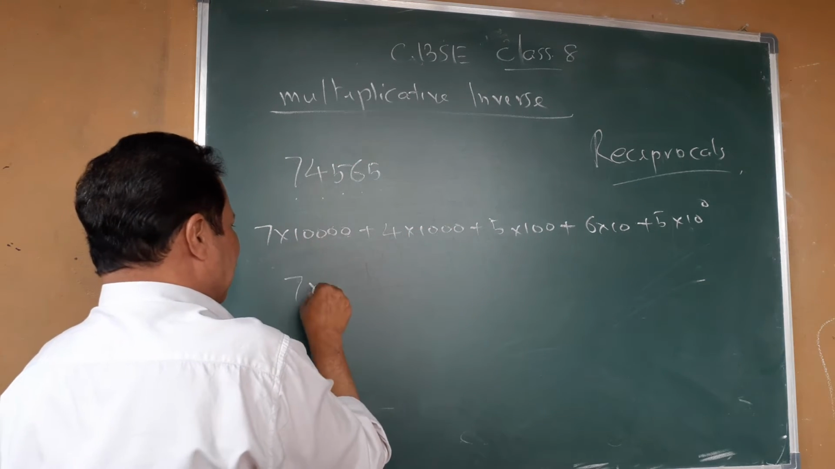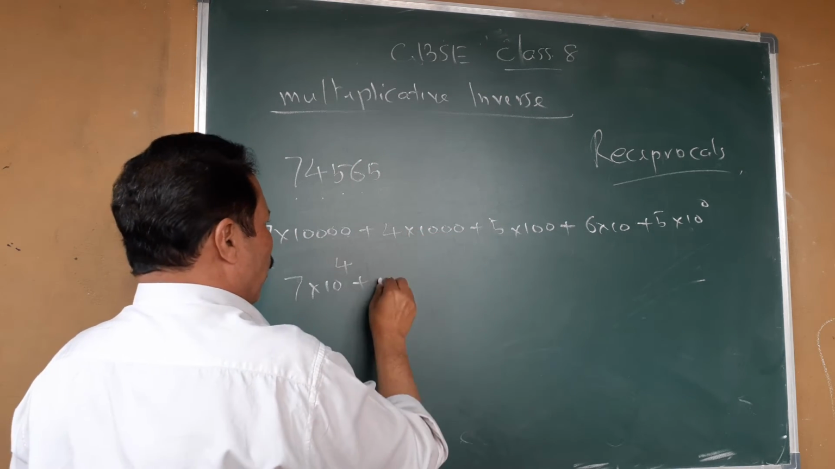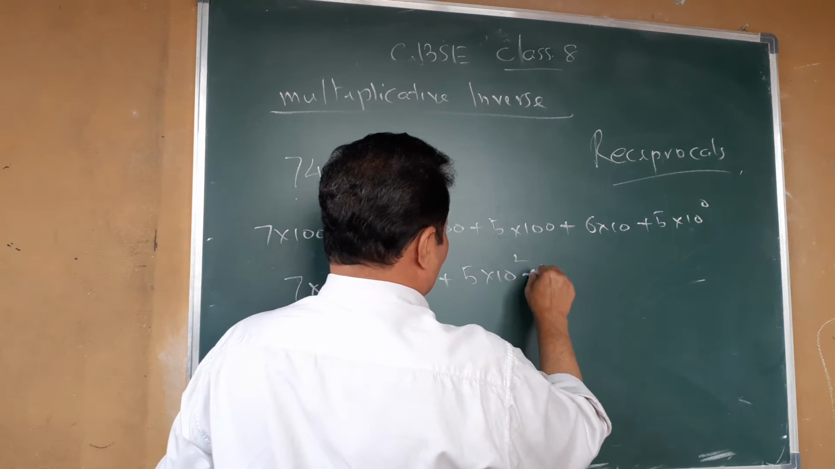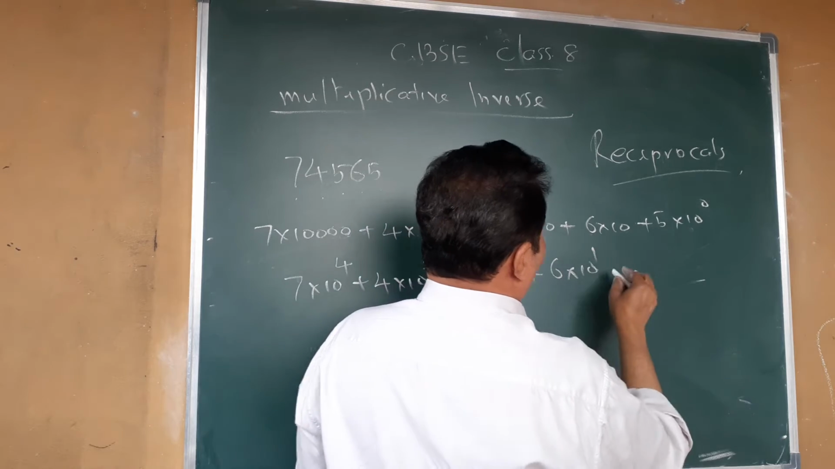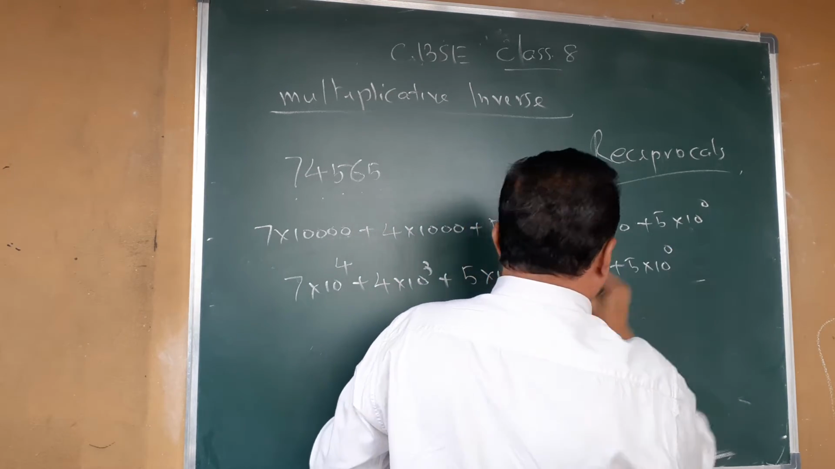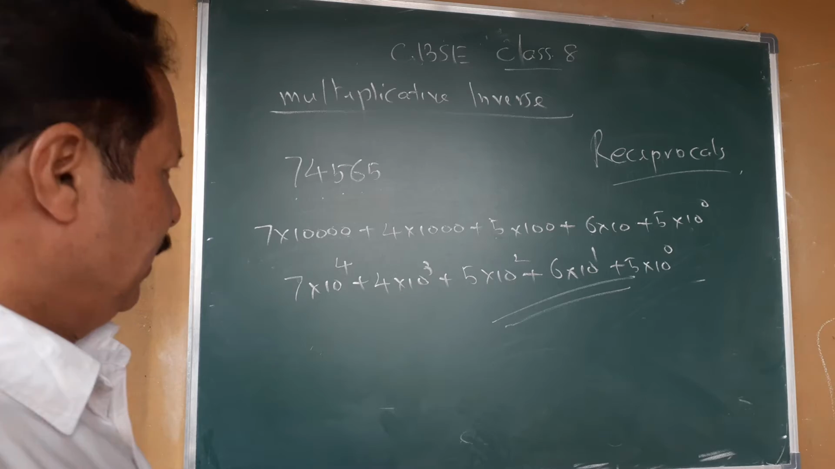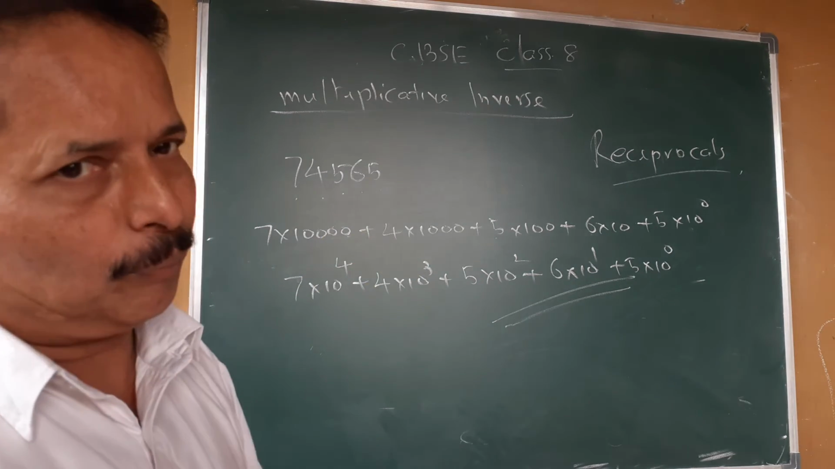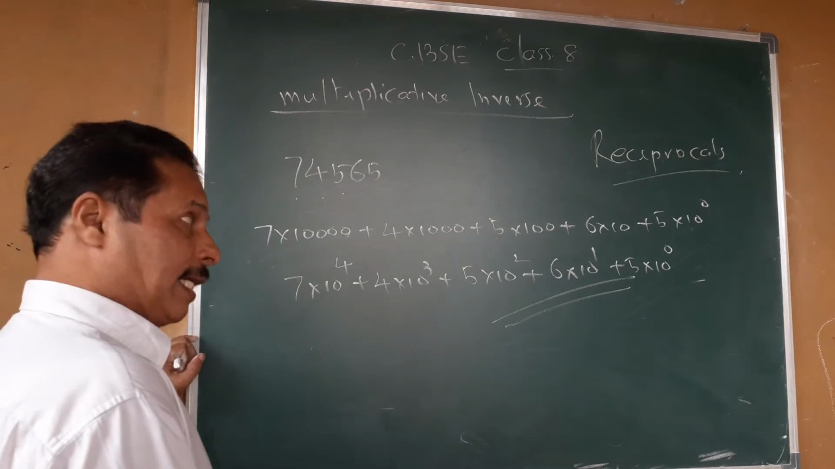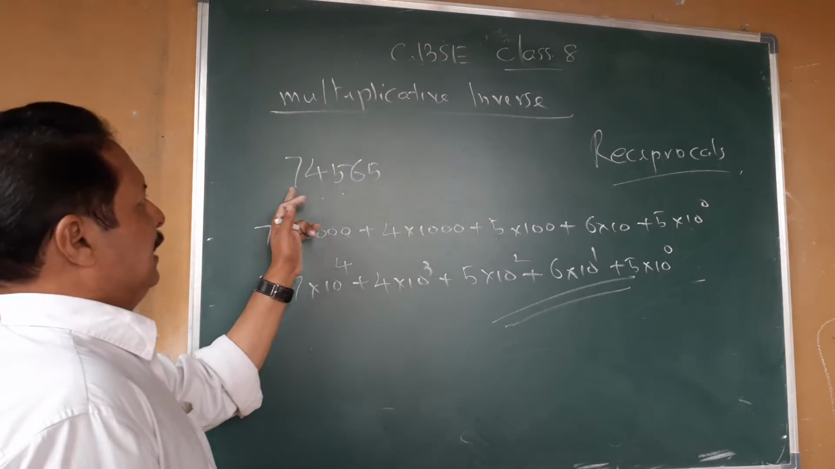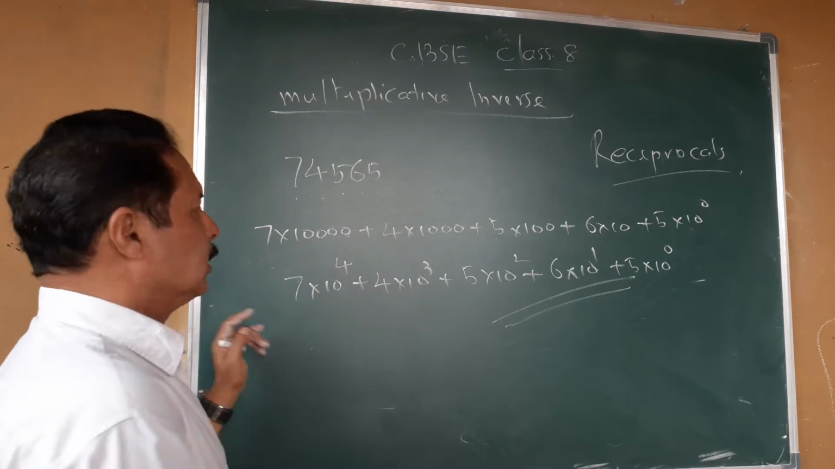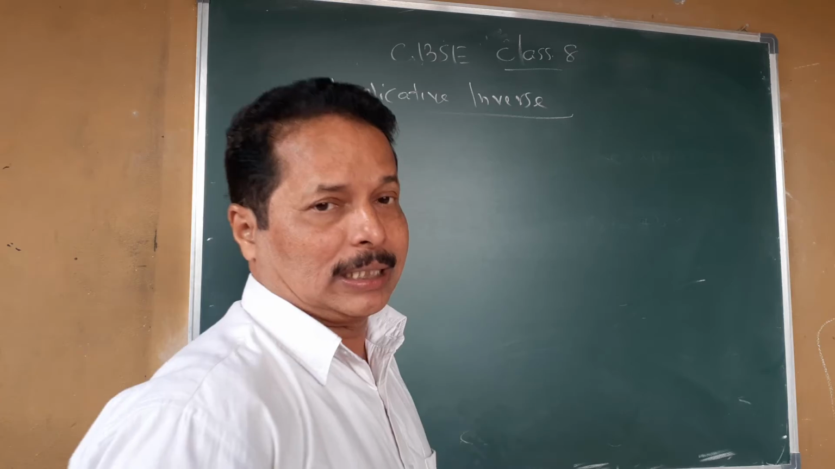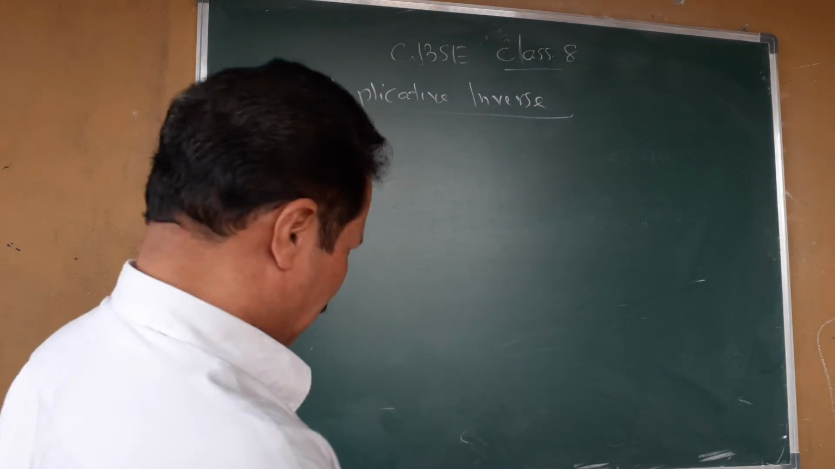And 10,000 is 10 raised to 4, 1,000 is 10 raised to 3, 100 is 10 raised to 2, 10 is 10 raised to 1, and the last is 10 raised to 0. That's our answer. Express in exponential form. You get the idea? Exponential form. So if there are 5 digits, start with 10 raised to 4. Okay. Your question is expressed in exponential form.